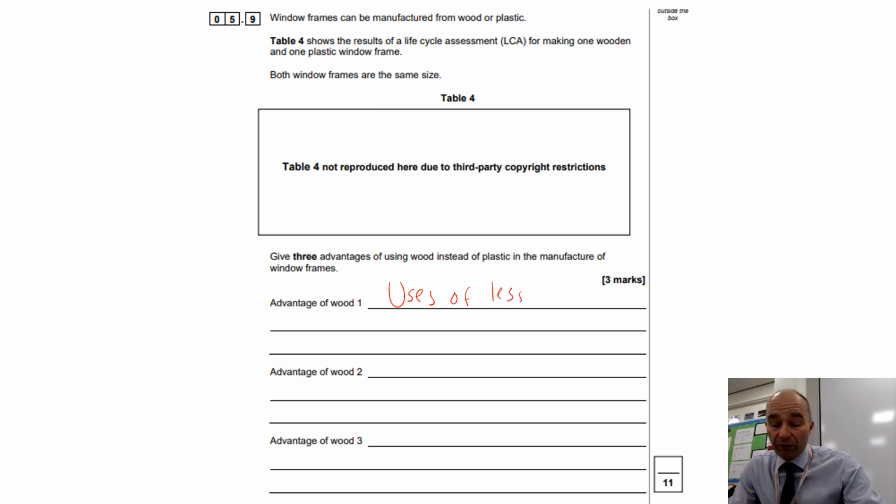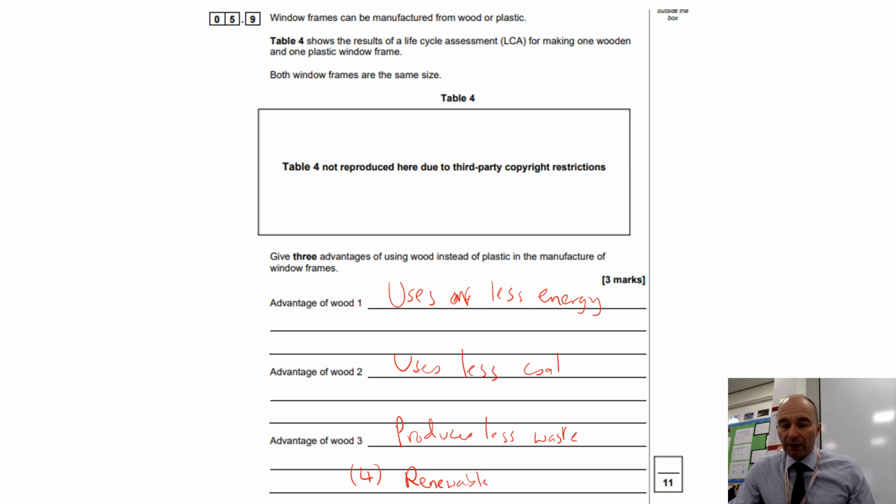Making wooden window frames uses less energy, uses less coal. I think without that table that would be virtually impossible to get. So again, that's linked to the energy, and also produces less waste. And the other advantage of wood, which you probably know this already, so a fourth possibility is that wood is a renewable resource. Obviously wood literally grows on trees. That question's out of 11.